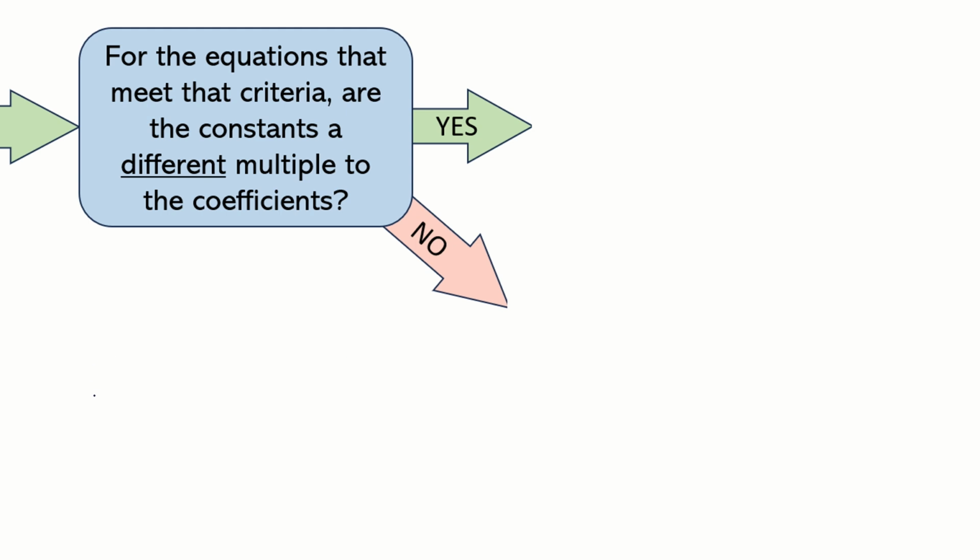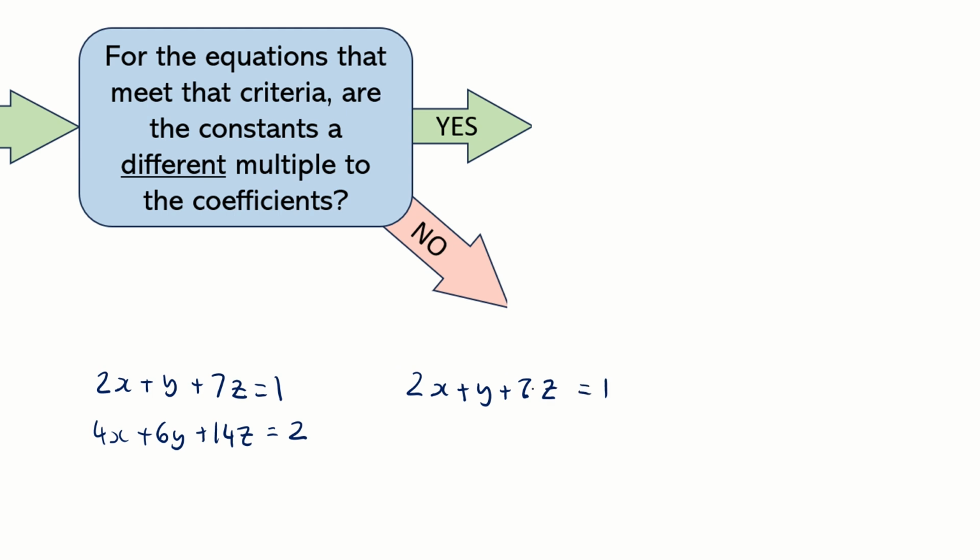So what I'm talking about are scenarios like this. Let's say we had 2x plus y plus 7z again equals 1. Have we got 4x plus 2y plus 14z equals, I don't know, for instance, 2? Or could we have another scenario where we've got 2x plus y plus 7z equals 1 versus, let's say, 10x plus 5y plus 35z equals 23?